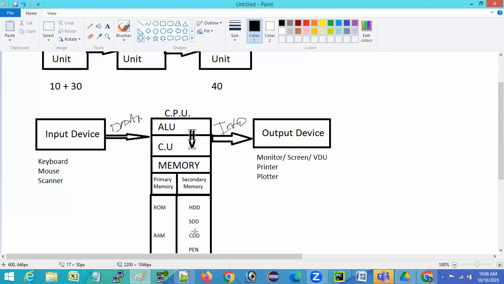What will it control? Whatever the result of ALU, that is controlled by the control unit, whether it is passed to an output device or it is stored into the memory, like our hearts.